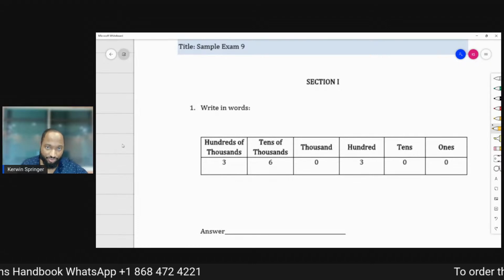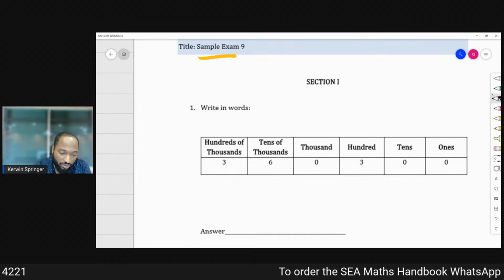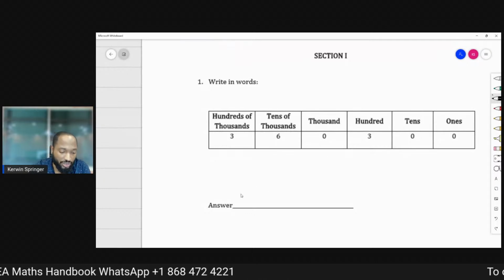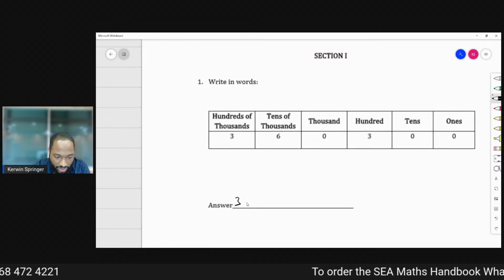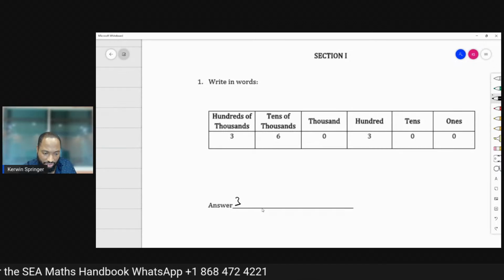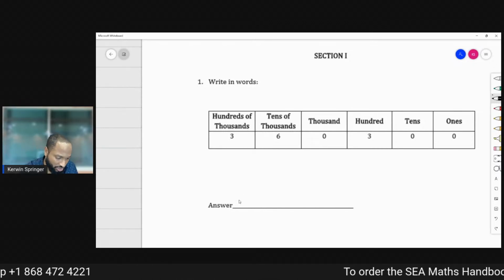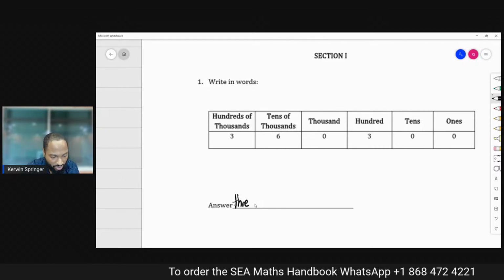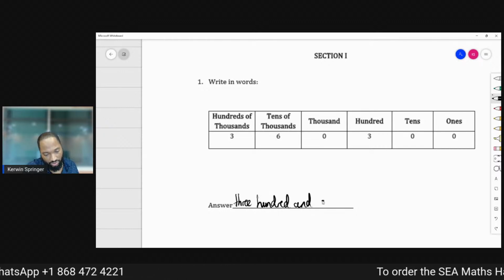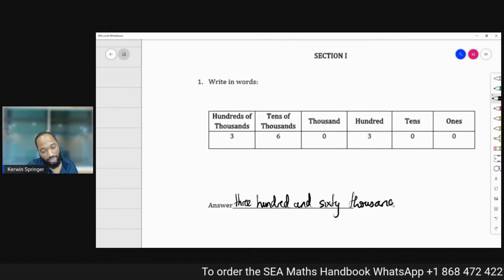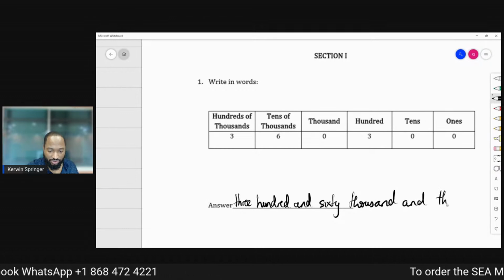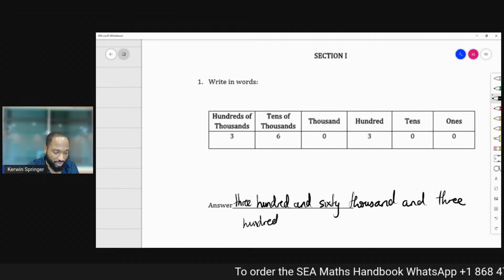And without any further talk, sample exam 9, writing words, hundreds of thousands, in words. So if you need to write this in words, what is this going to be? This is 360,000 and 300. It took me a little while to figure that out. Let me change my pen to red so it will stand out a little more.